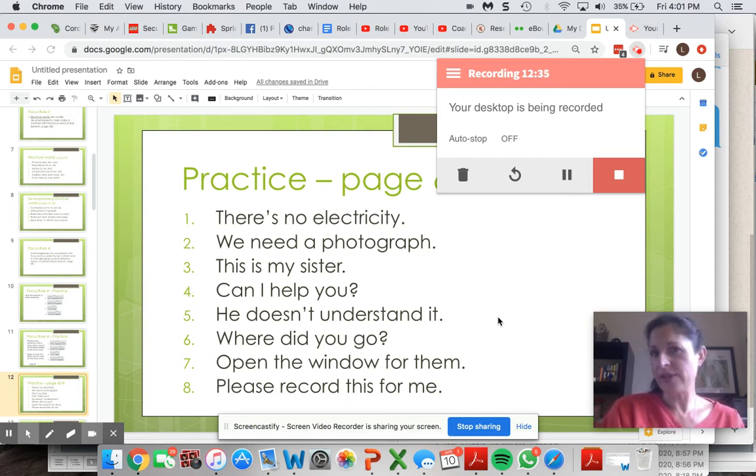Open the window for them. Kind of went down at the end. Open the window for them. Open the window for them. What did I focus on? Window? Yeah, window was my focus. Open the window for them.